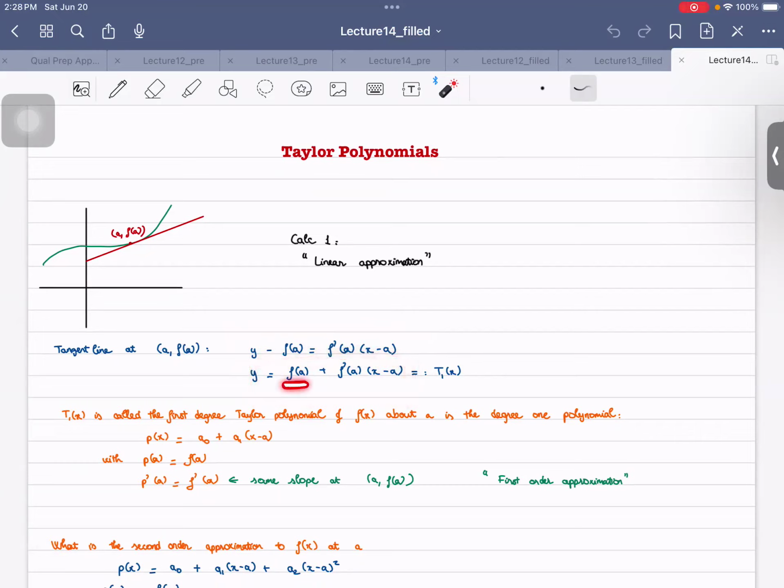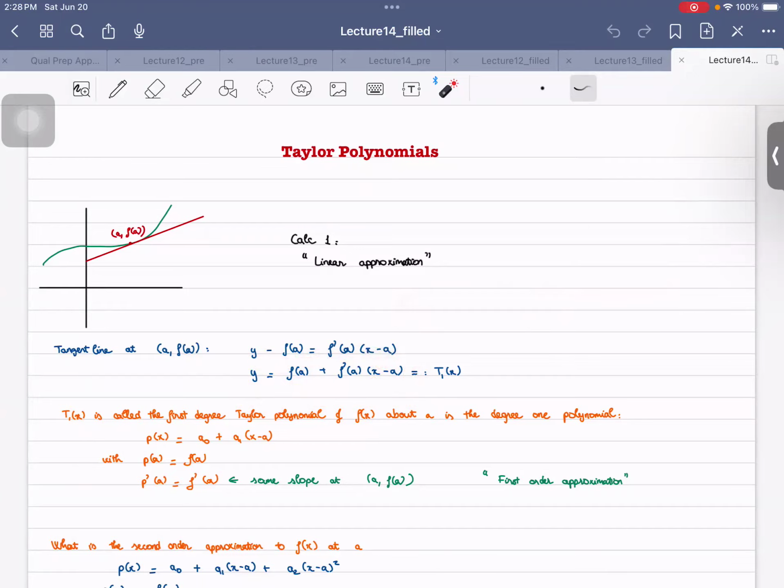You can pretty much see that f(a) is a number. f'(a) is a number as well. So technically, the thing you have for the linear approximation is the polynomial of degree one, because you see that you just have x to the power of one.